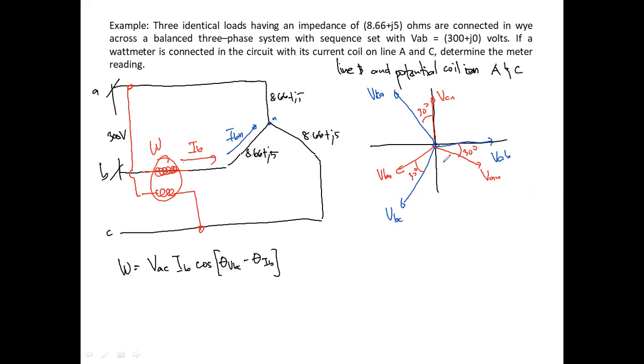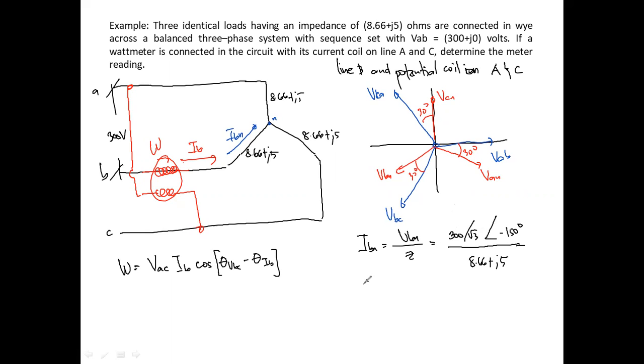So why do we need to plot the per phase voltage? Because we need the phasor of the per phase voltage VBN to calculate for the current IBN. So if we try to calculate IBN, that's actually VBN divided by the impedance Z, wherein VBN is 300 over square root of 3, at angle negative 150. To take note, VP is equal to VL over square root of 3 for a Y connected load. So that's divided by 8.66 plus j5.